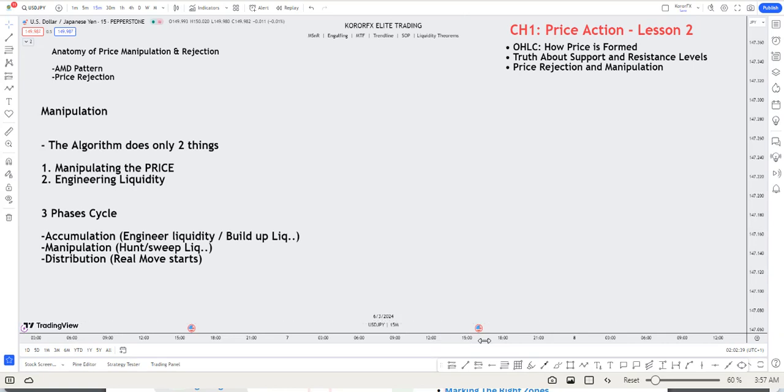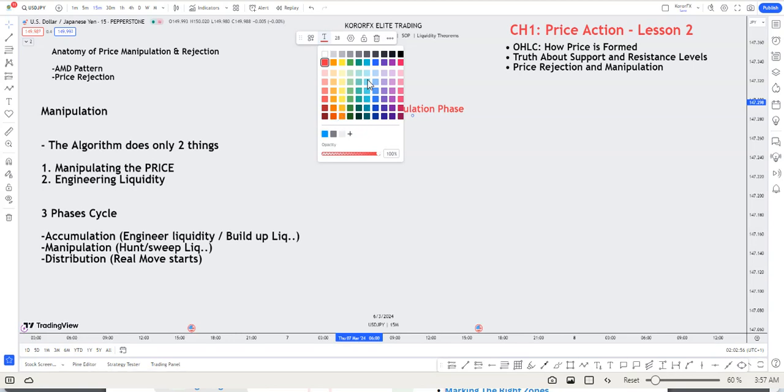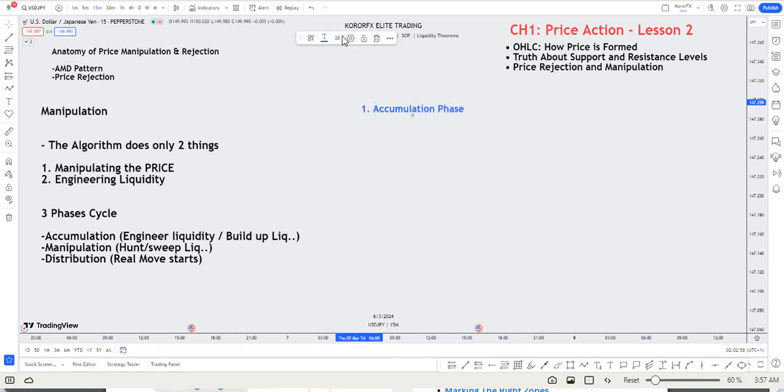The first one is called the accumulation phase. What does accumulation mean? Accumulation means building orders. You have to understand that accumulation means they are building liquidity.